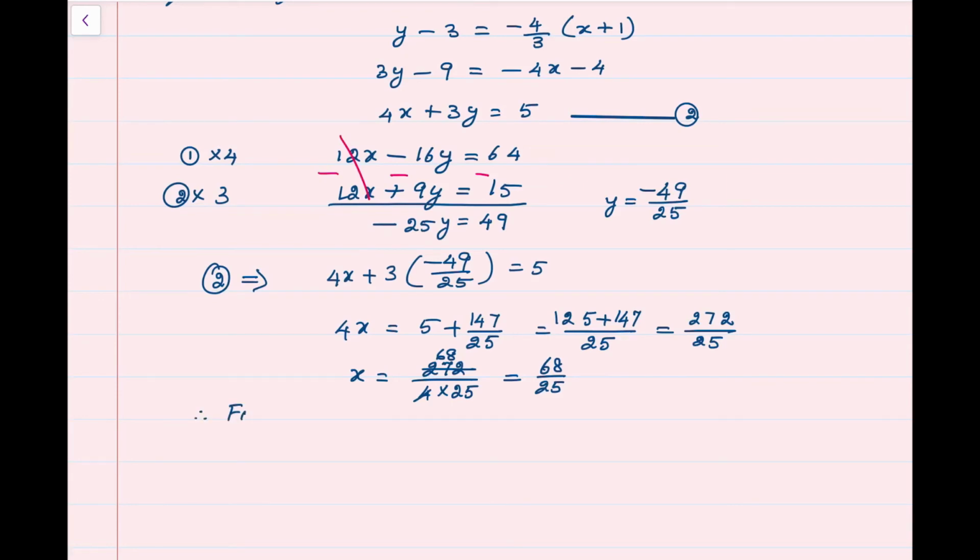Therefore, the foot of the perpendicular is Q point. The x coordinate is 68 over 25 and the y coordinate is minus 49 over 25.